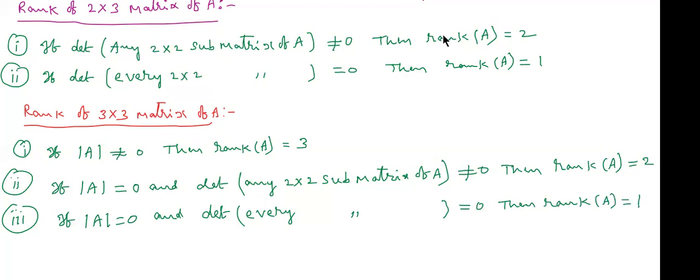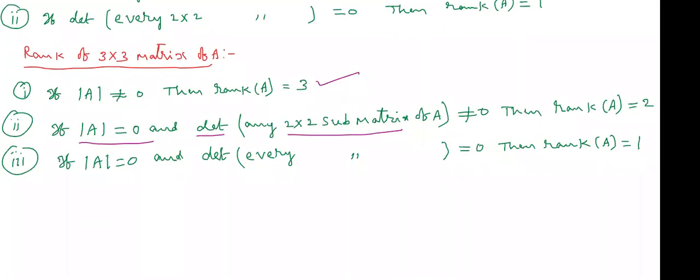Rank of a 3 by 3 matrix A, how to find? First we need to find the determinant. If det is not equal to 0, we get the rank of A as 3. If det is equal to 0, go to any 2 by 2 submatrix of A. If the det of any 2 by 2 submatrix of A is not equal to 0, then the rank of A is 2. If det A is equal to 0 and the det of every 2 by 2 submatrix is equal to 0, then the rank of A is 1. And observe here, what is the maximum rank of a 3 by 3 matrix? 3 only; 4 or 5 is not possible.